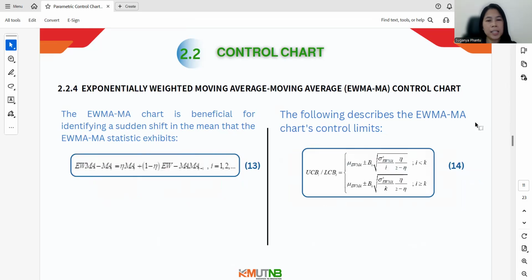The fourth chart is the ELMA-MA chart. This chart combines the moving average and ELMA mechanism in a different order. Like the MA-ELMA chart, it is designed to detect change more effectively by using information from both recent and past observations. The comparison between MA-ELMA and ELMA-MA helps show whether the order of smoothing affects chart performance.